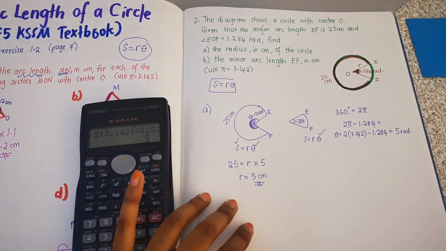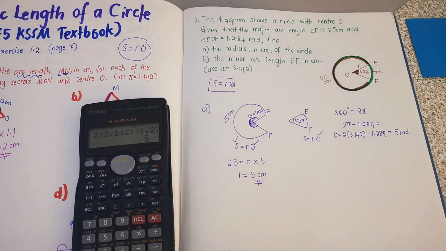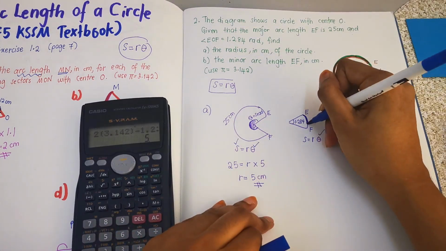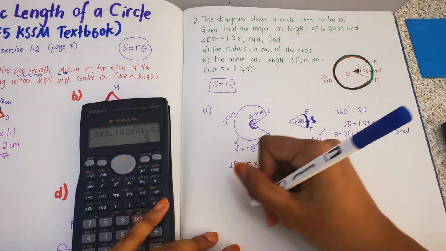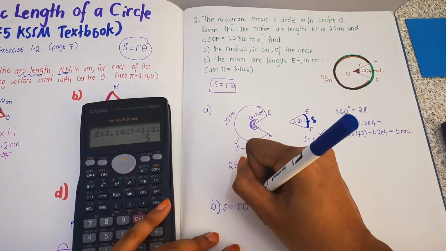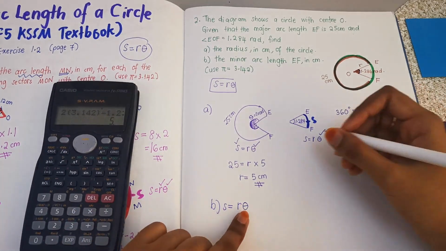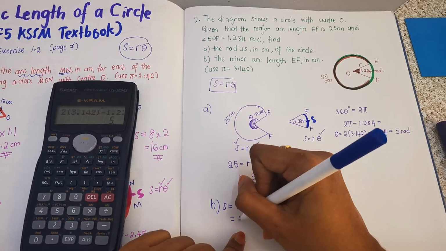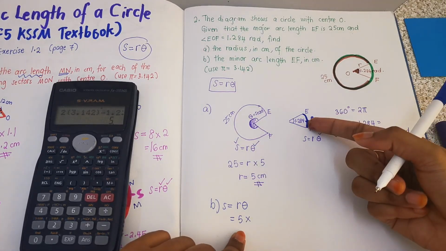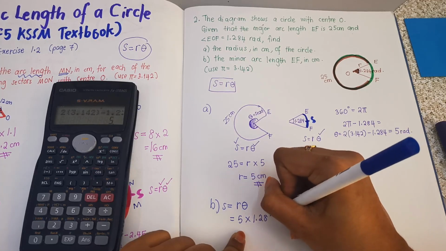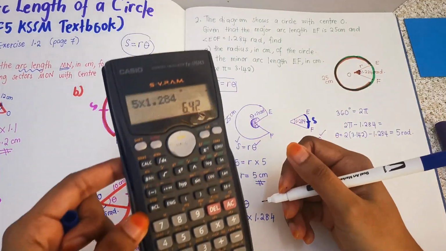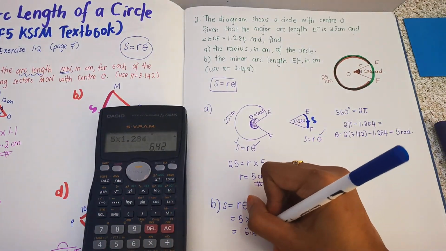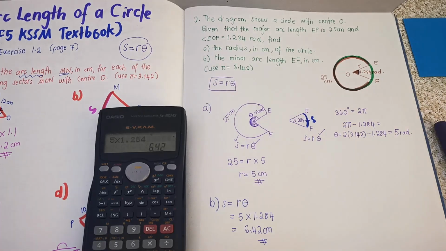You have already found the radius of the circle. Now let's find B, the minor arc length. The minor arc is this small part. For the minor arc we again use the formula S equals r theta. We want to find S. The radius we already have as 5 cm, so we can straight away substitute. The theta for the minor arc is 1.284. So 5 times 1.284, we get 6.42 cm. The answer is 6.42 cm.